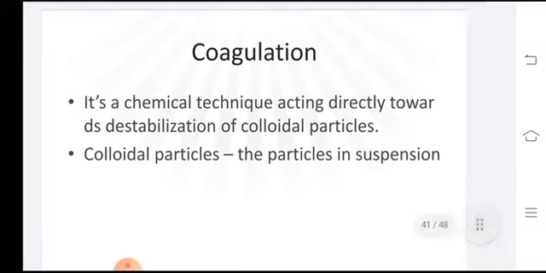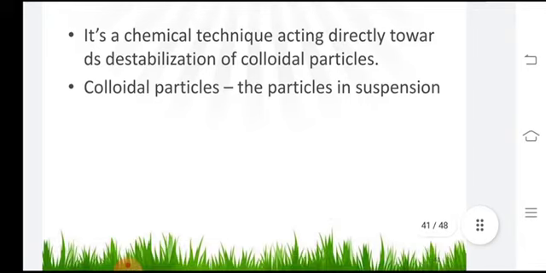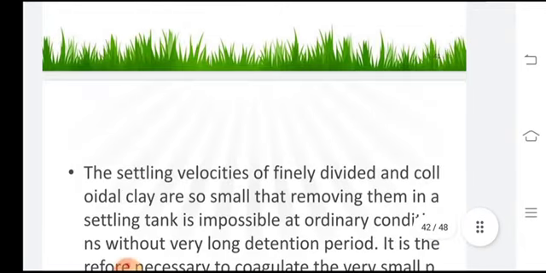And so coagulation is actually a continuation of the sedimentation process, and in this case it is not for plain sedimentation, but for the formation of coagulants with the help of some chemical. So it's a chemical technique acting directly towards destabilization of the colloidal particles. And what are colloidal particles? These are the particles which are in suspension.